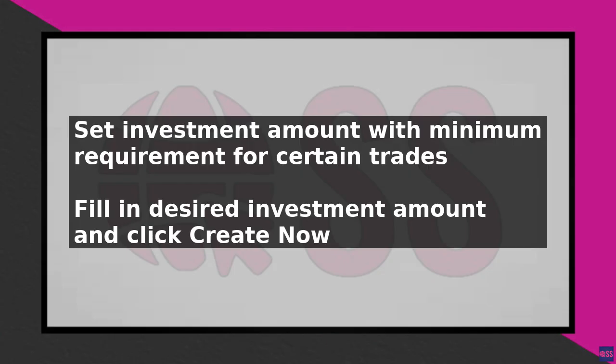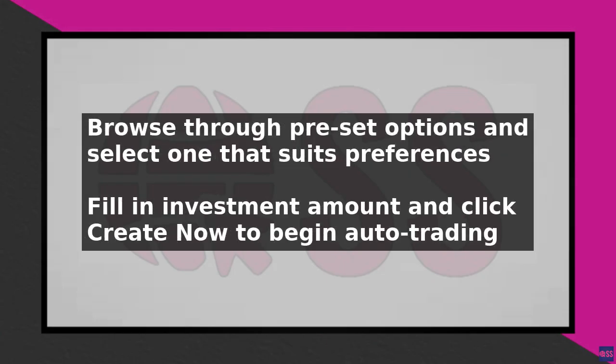Simply fill in your desired investment amount and click Create Now to activate the AI strategy bot, which will then automatically trade on your behalf. Additionally, you can browse through preset options and select one that suits your preferences, filling in your investment amount and clicking Create Now to begin auto trading.